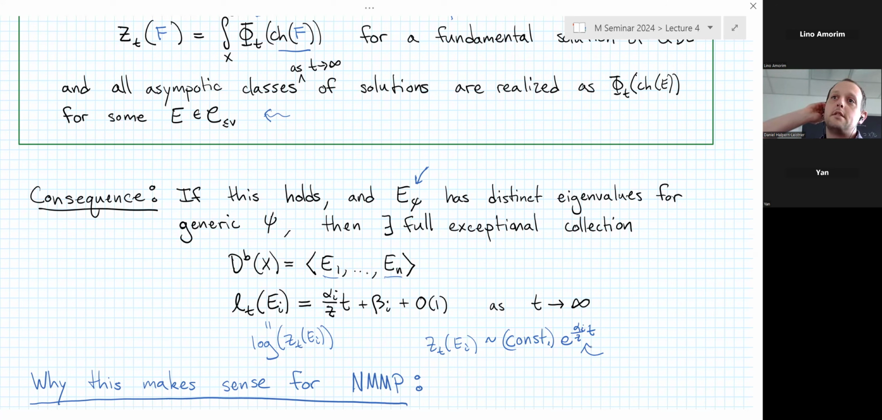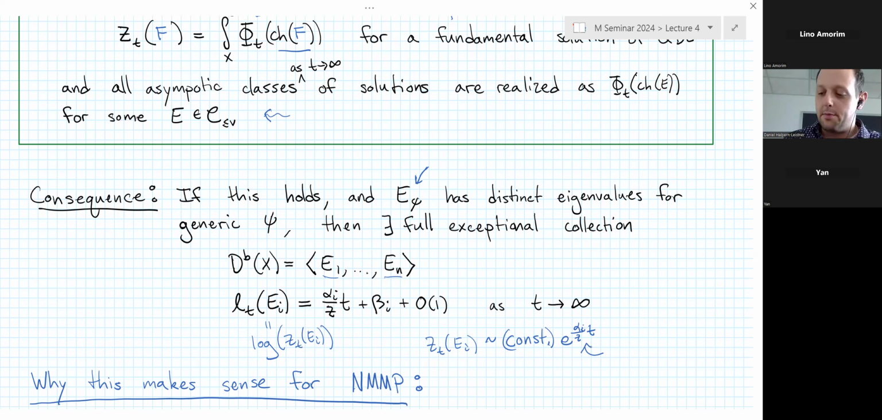Does that make sense? Yeah, it does, but it's the simplest possible Stokes structure at infinity. Yeah, it's the simplest Stokes structure. This is the simplest case, when you have distinct eigenvalues.